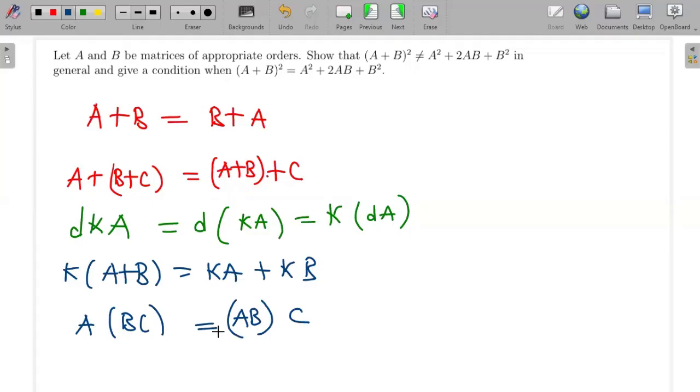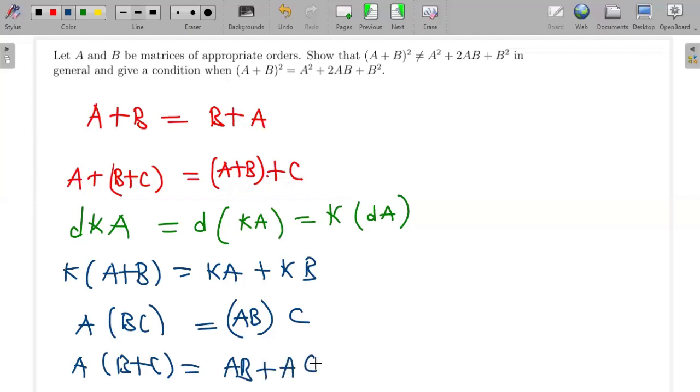Okay, so this is only true when you're multiplying three matrices and then you put two of them in the brackets. So this is also true. So multiplication of three matrices is associative. Okay, and then the other one is also distributive. The distributive property for three matrices: A times (B plus C) is the same as AB plus AC.